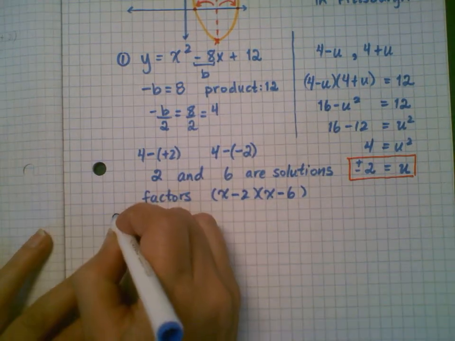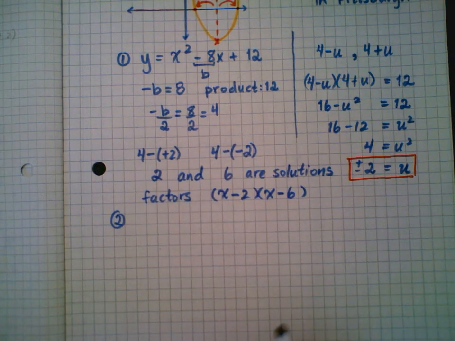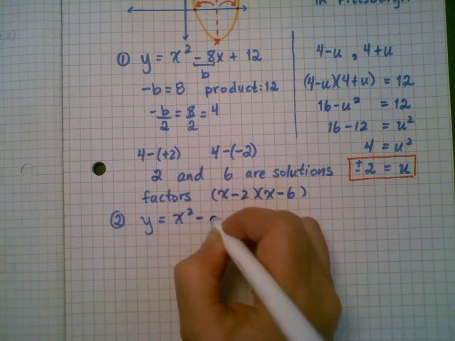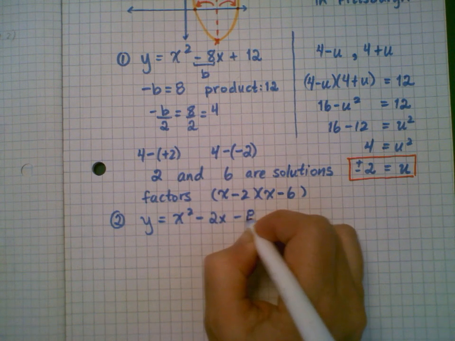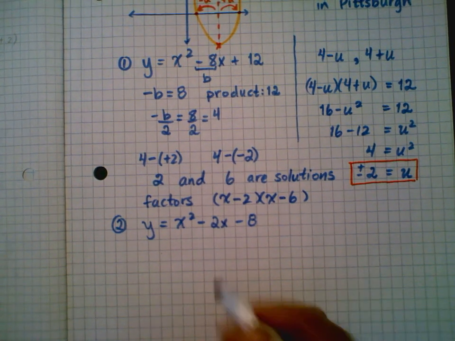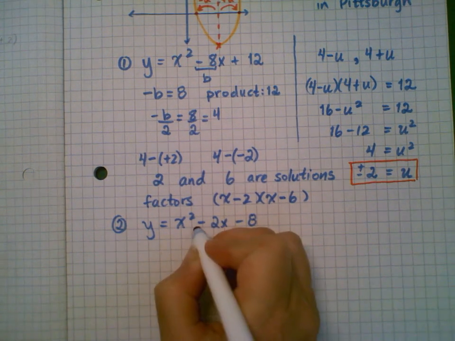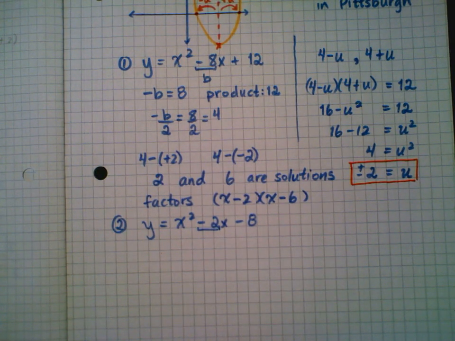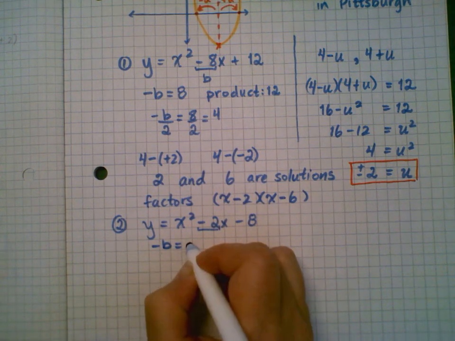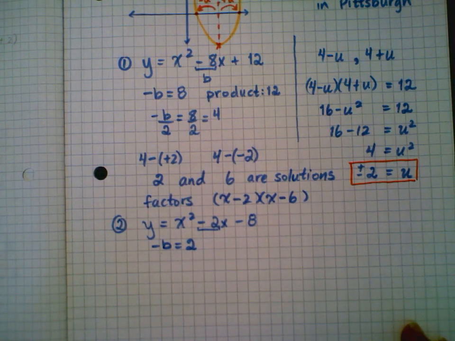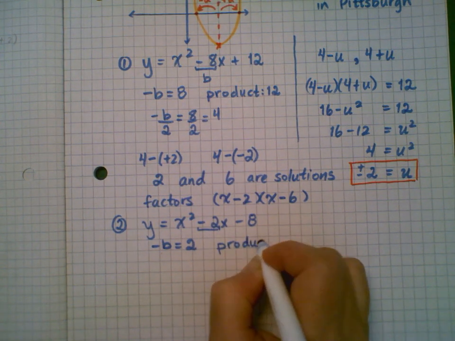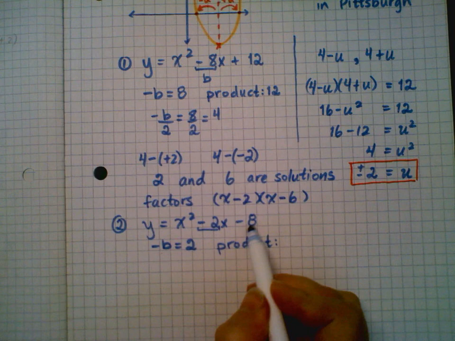Okay, we're going to do a second one in the same method. So this one is y equals x squared minus 2x minus 8. So step 1 is find the b, which in this case is negative 2. Determine negative b, which is 2 in this case. Identify the product. That's negative 8.